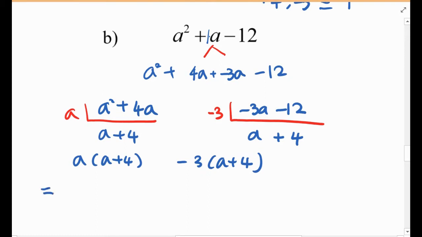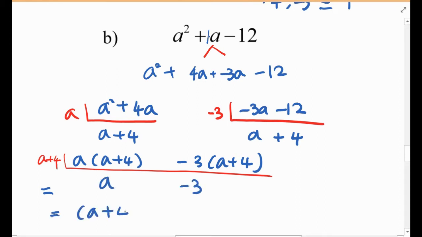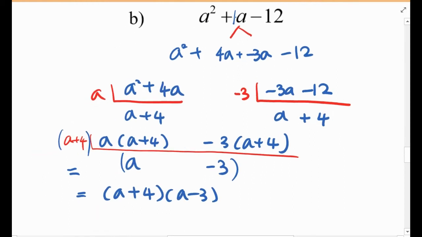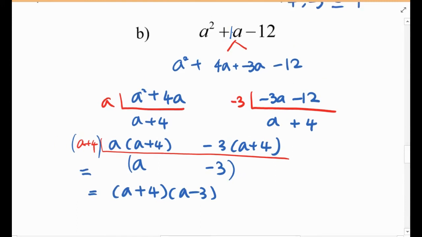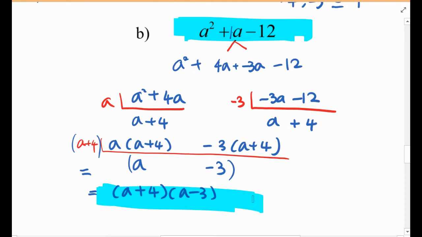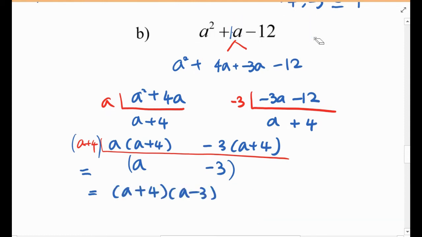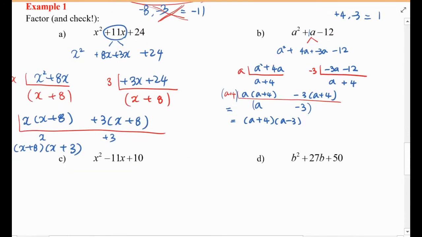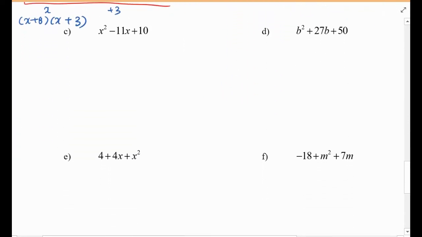Okay, what's in common? a plus 4. If you factor out a plus 4, it becomes a and negative 3. So a plus 4, a minus 3. Don't forget to put brackets around it. And this is the factored form. Okay? So in this way, you can factor a trinomial into a product of binomials.